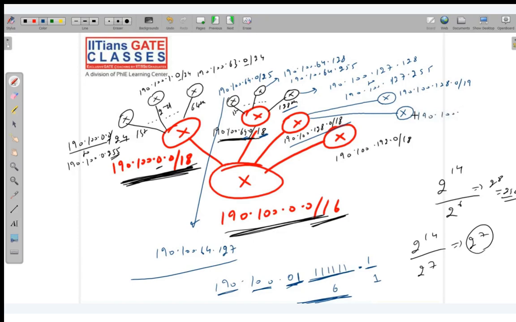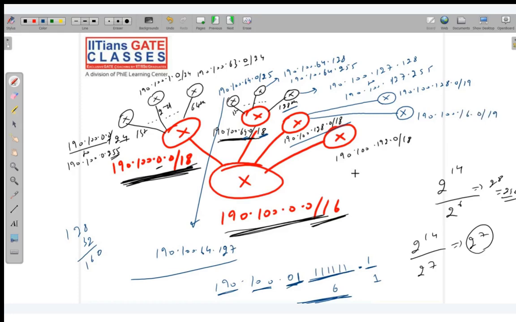190.100. So 1 bit you have borrowed now. 1 bit borrowed means, /18 was already there, so 2 bits were there, so this will become 1. So 128 plus 32, what will that be? 160. So 160.0/19. Please let me know if you have any doubt.